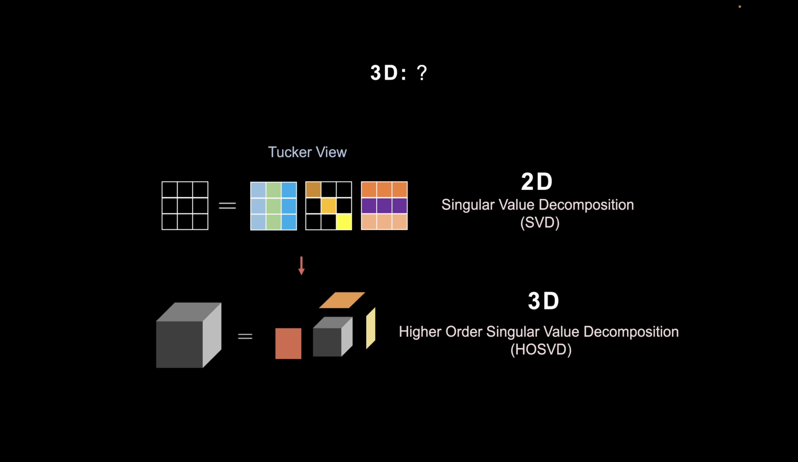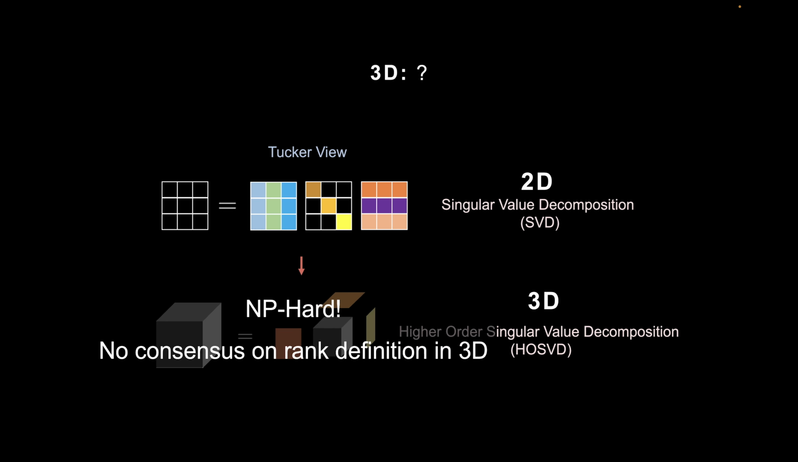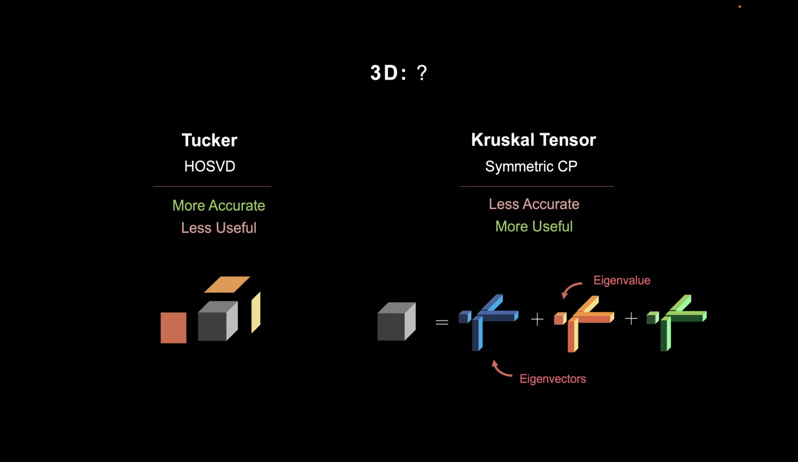This is because rank is not well defined for tensors in 3D. To make matters even worse, eigendecomposition in 3D is NP hard. So Tucker view is not very useful in 3D and we need a different method. An alternative to higher order SVD is a special CPD method called symmetric CP, which is compatible to our 2D case in getting the separable filters. Higher order SVD and symmetric CP don't necessarily produce the same results, and each one has its own pros and cons. Higher order SVD is more accurate but not very useful to compute the separable filters, while symmetric CP is useful but not as accurate numerically speaking.